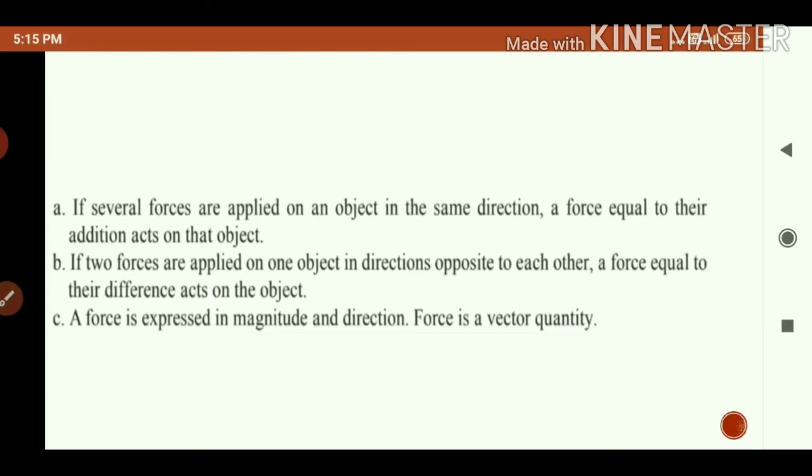Okay, we learned today about balanced and unbalanced forces. This is all about balanced and unbalanced forces.